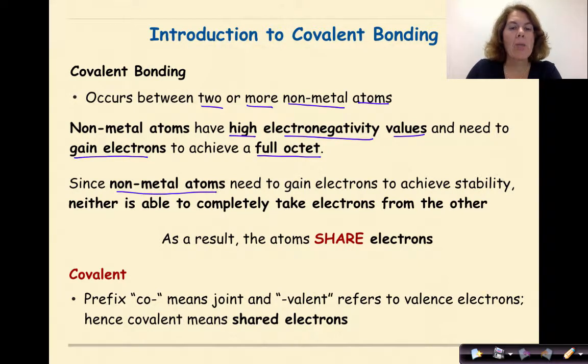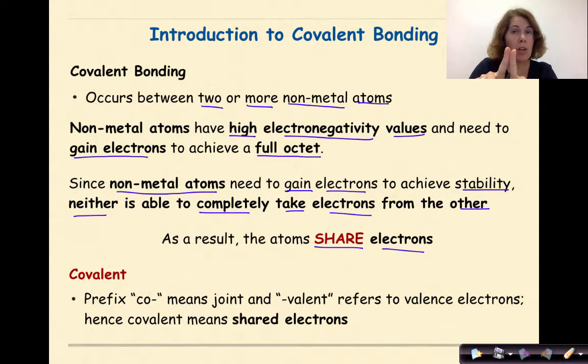Since non-metal atoms need to gain electrons to achieve stability, neither is able to completely take the electrons from the other. As a result, the atoms share electrons. They are sharing electrons together, not just taking one from the other, but sharing electrons to achieve stability. If you look at the word covalent, we see the prefix co, which means joint, and valent, which refers to our valence electrons. Hence, covalent means shared electrons.